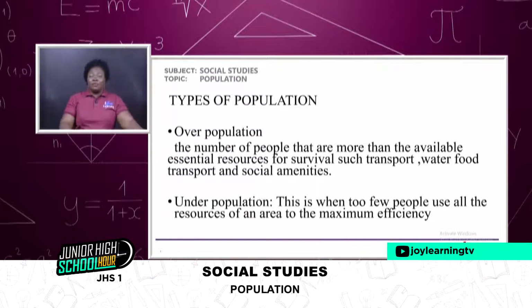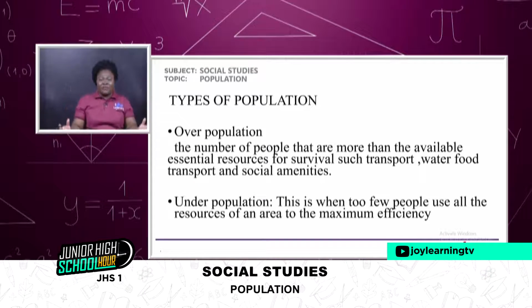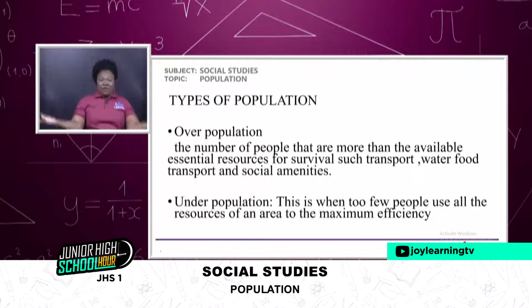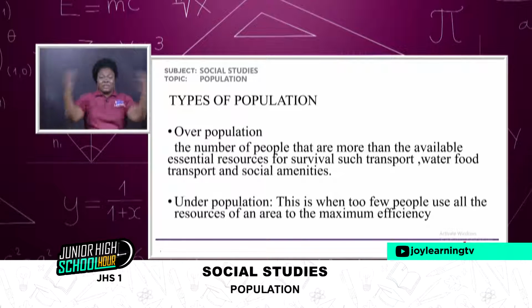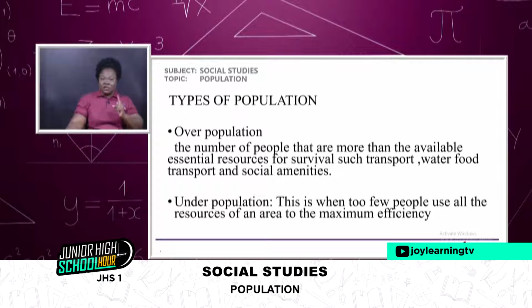Now let's look at the types of population. We have overpopulation and underpopulation. I'm sure you understand when we talk about over, something is over. When you are filling a bucket of water and it gets to the brim, what happens? Overflow. The whole place will be flooded. So human beings are also like that. When we are more, there's over. So we say overpopulation is the number of people that are more than the available essential resources for survival, such as transport, water, food, and social amenities.